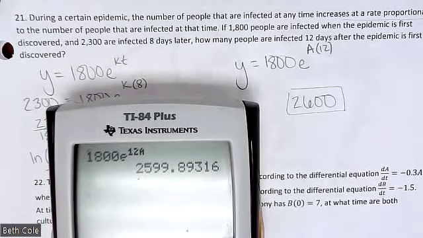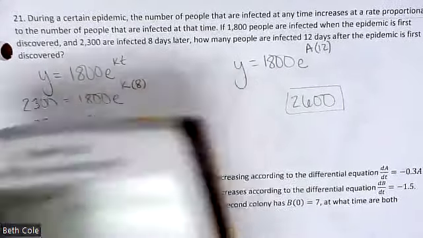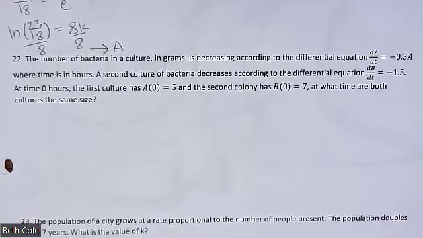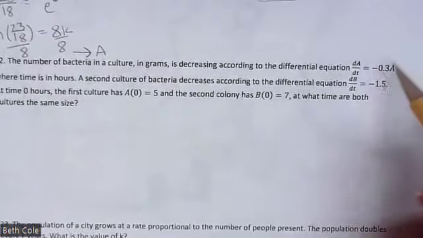Bless you. So 2,600 people. Cool. All right. The number of bacteria in a culture in grams is decreasing. I guess we're killing them. All right. According to this differential equation.